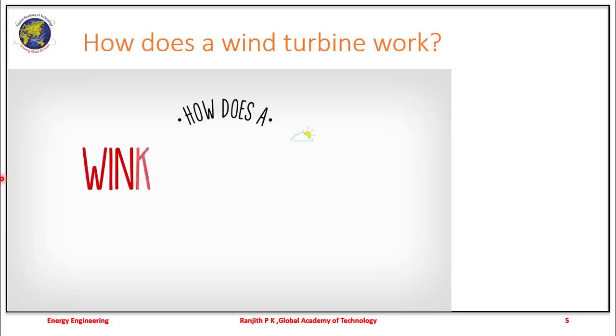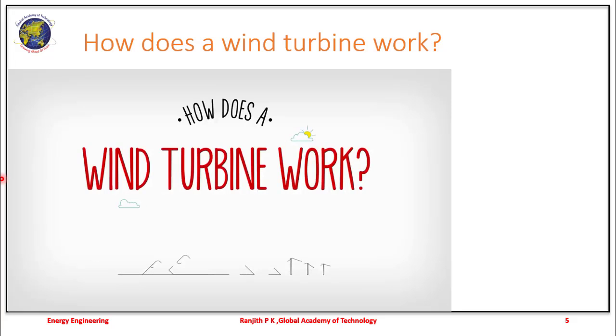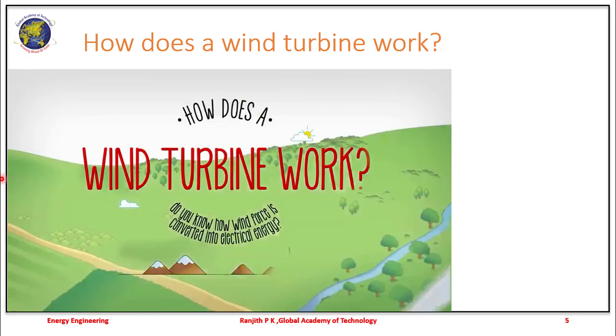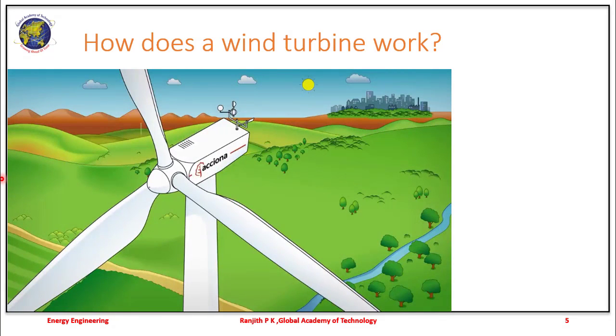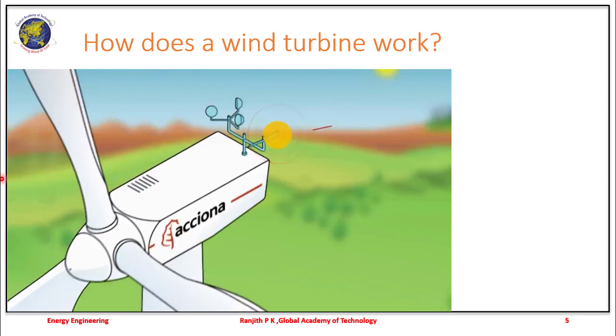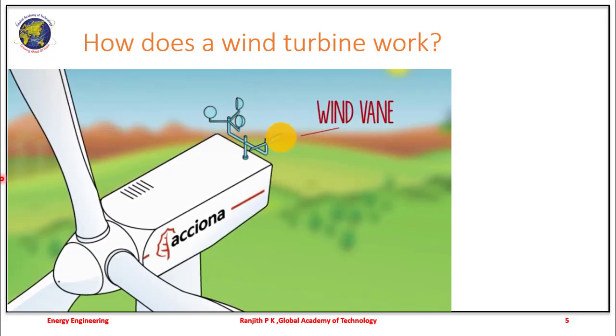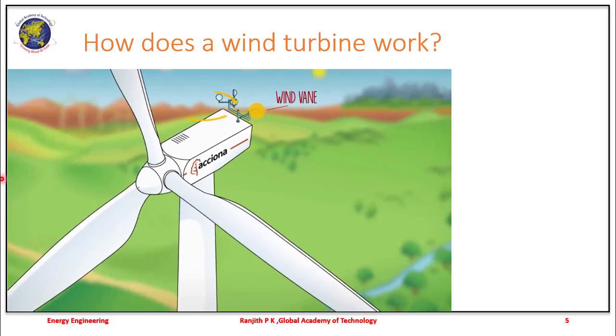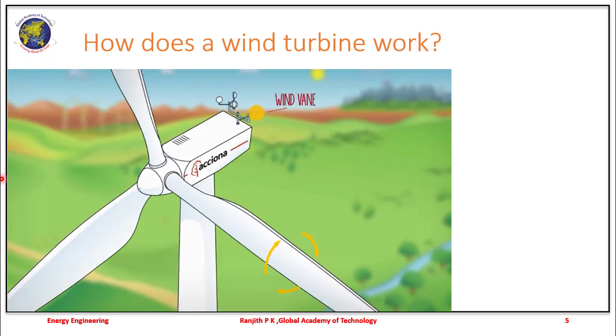How does a wind turbine work? You've probably seen a wind farm. But do you know how wind force is converted into electrical energy? We are going to show you how a wind turbine works. Each wind turbine has a wind vane at the top that indicates the wind direction. This allows the turbine to rotate on the tower and face the wind. The blades also rotate on their axis for maximum resistance.